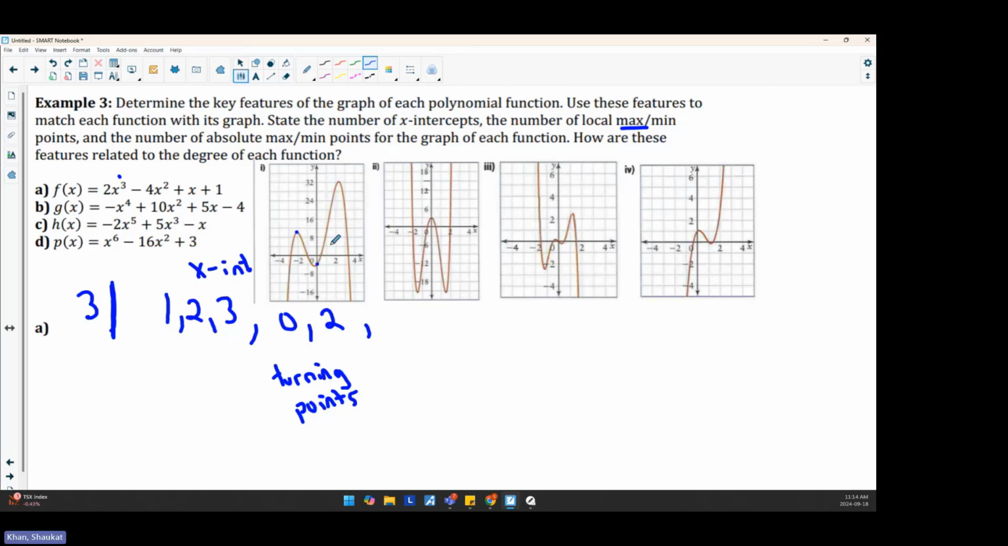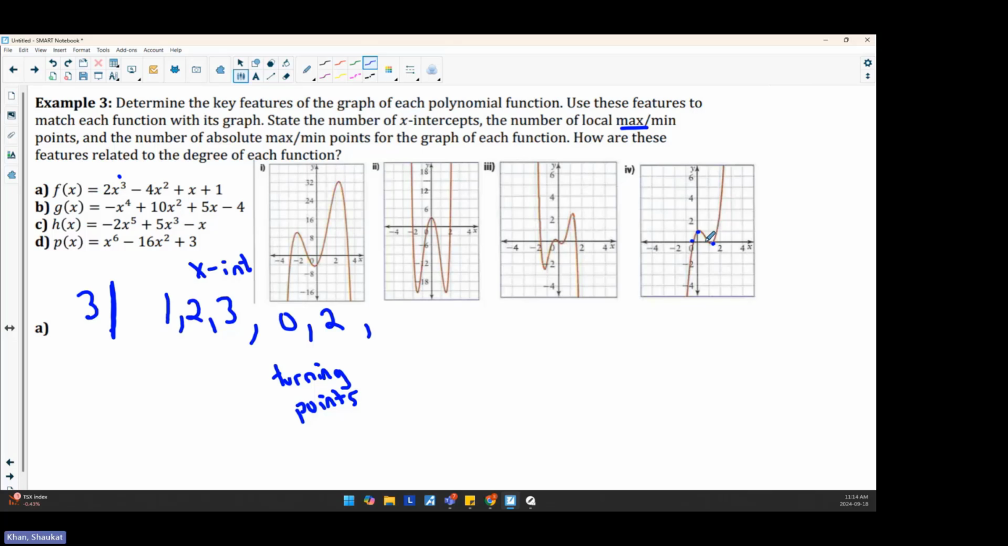So we have 3 turning points, so it can't be this one. We know this is 1, 2, also 3 turning points, so it can't be this one. This is 1, 2, 3, 4 turns, so it can't be this one. This has 2 turning points, so it's possible that it's that one.